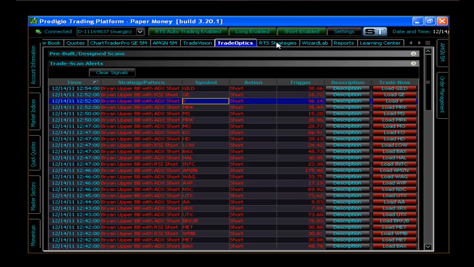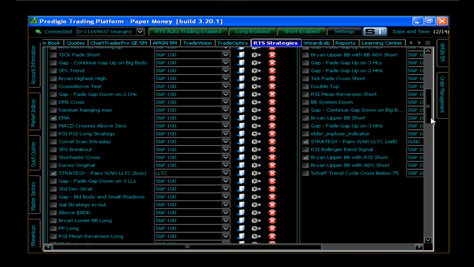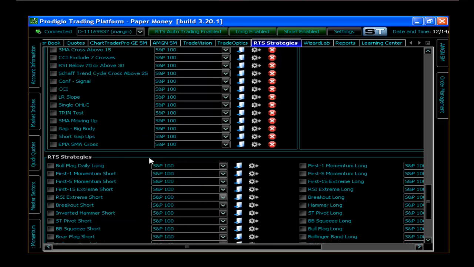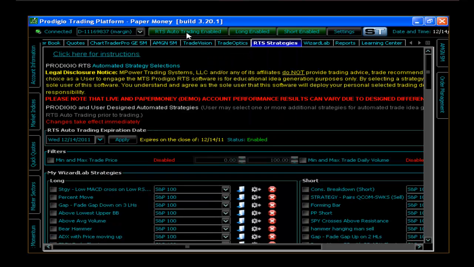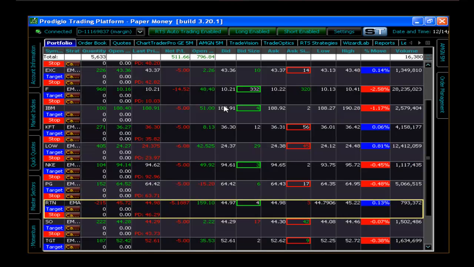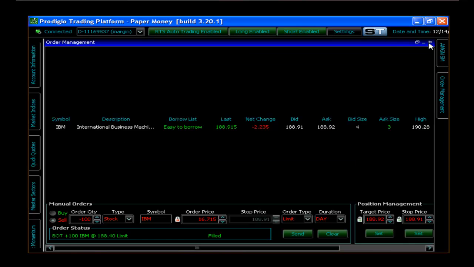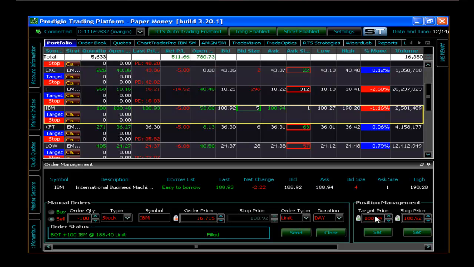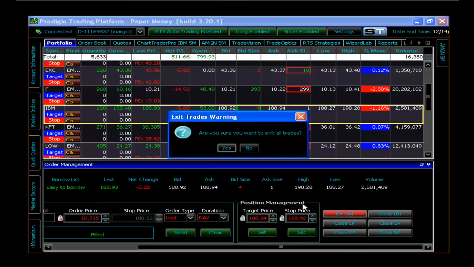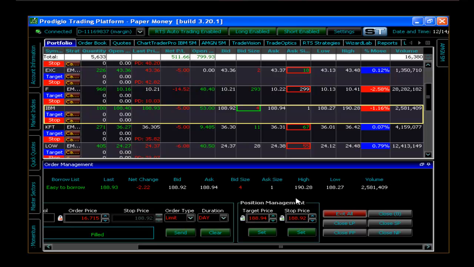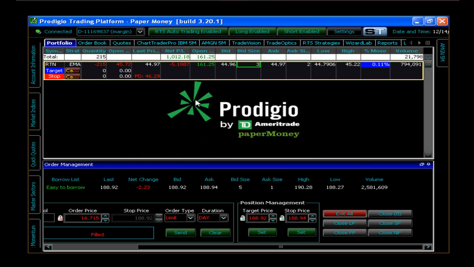So just like I get my signals from my strategy in the trade optics queue, if I deploy to RTS strategies, it has the exact same interface that the trade optics does. If I deploy against spider list EMA SMA cross, and if I activate RTS trading, you see it's enabled right now, when this strategy finds positions, and let me bring this out, let me liquidate everything. Right, so I actually have a button to exit all. That'll get out of all the positions at market.